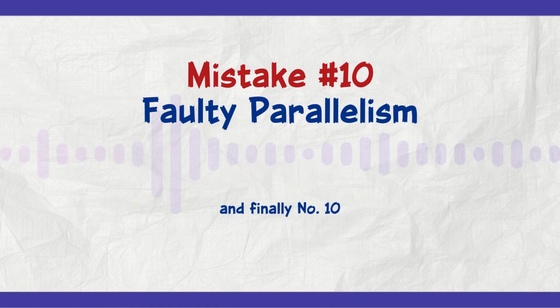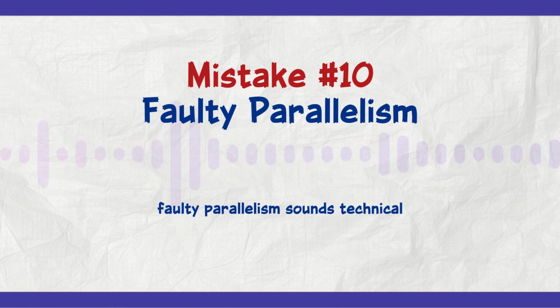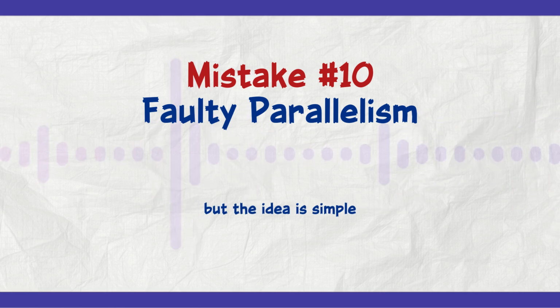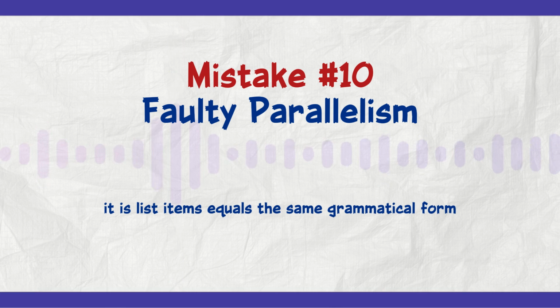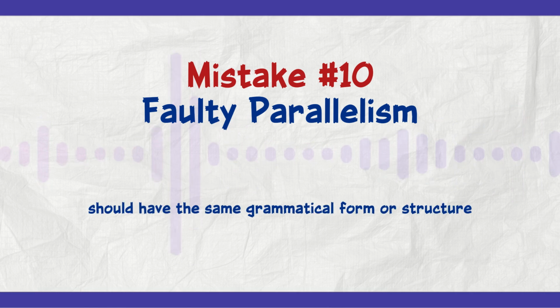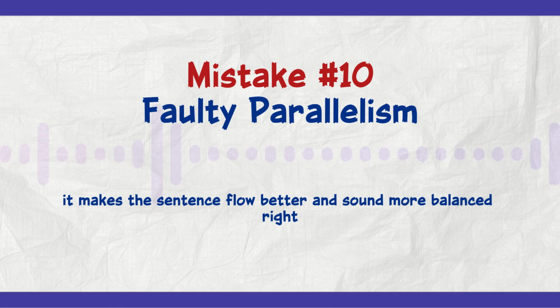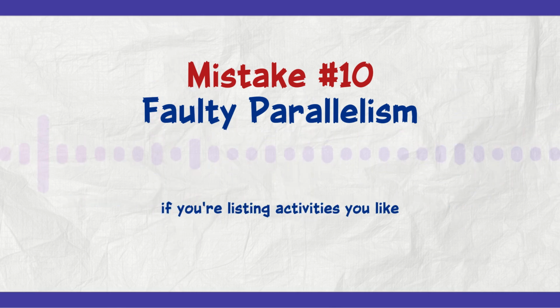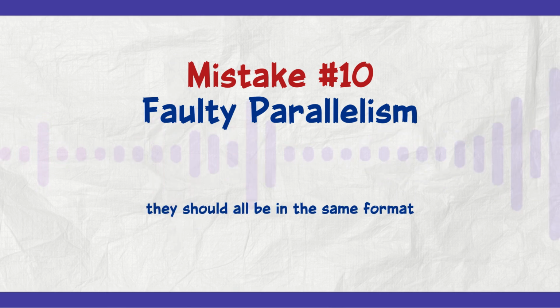And finally, number 10, faulty parallelism. Sounds technical, but the idea is simple. It is. List items equals the same grammatical form. It just means that items in a list should have the same grammatical form or structure. It makes the sentence flow better and sound more balanced. Right. If you're listing activities you like, they should all be in the same format.